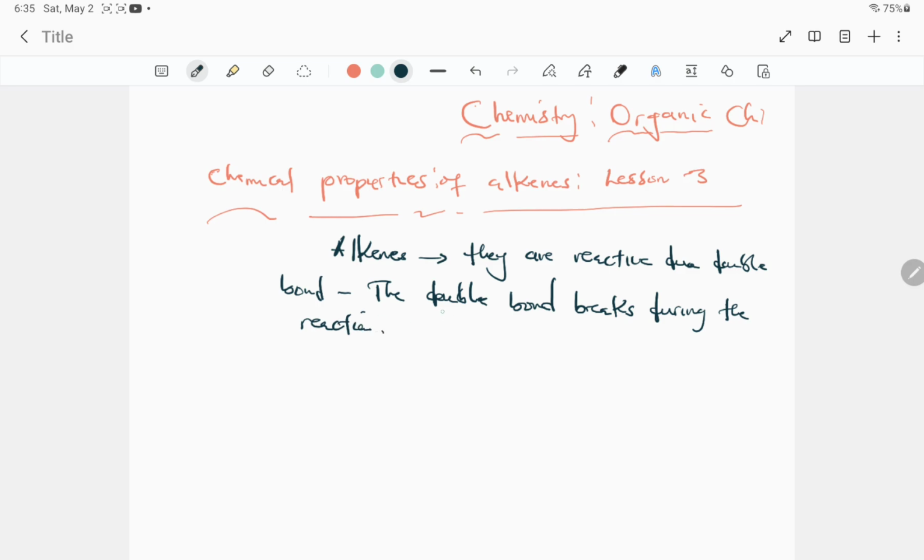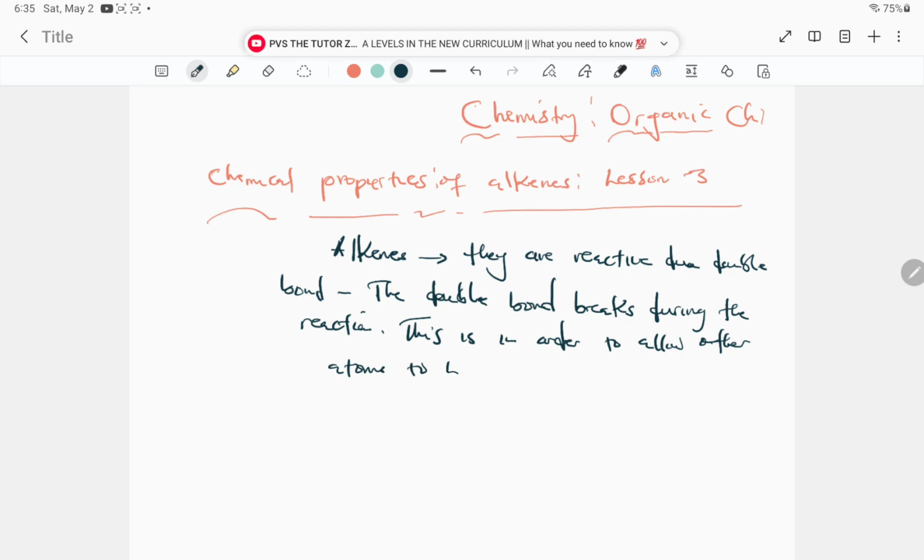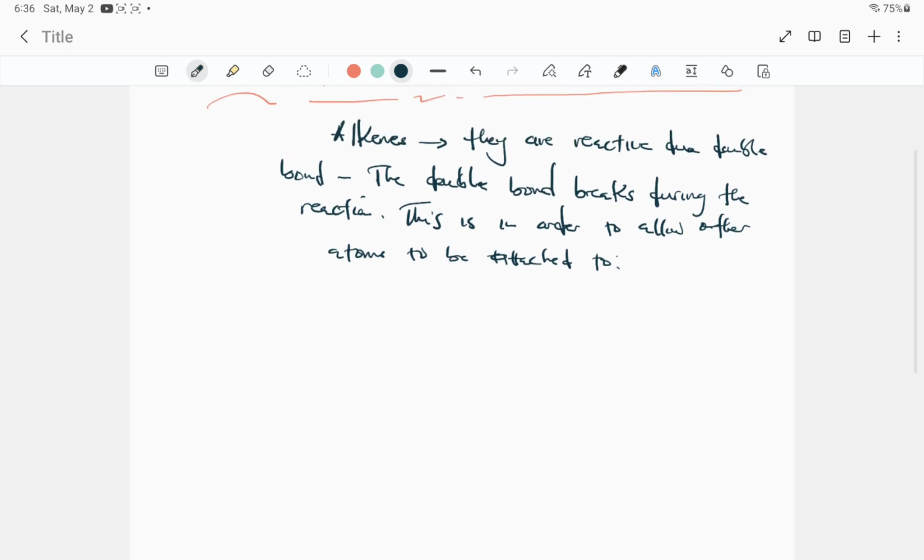So when the double bond breaks, it is in order to accommodate other atoms to be attached. So we'll just say this is in order to allow other atoms to be attached to. That's the reason why the double bond breaks, and because of double bonds, the alkenes are reactive.